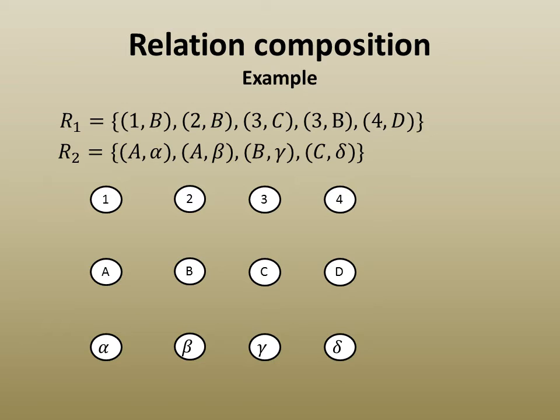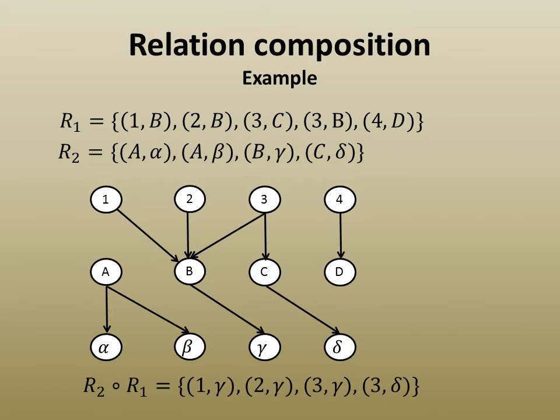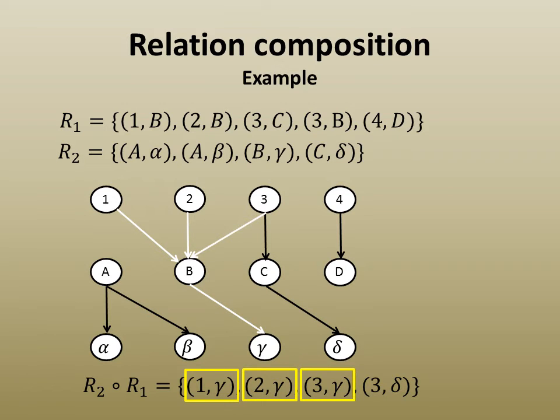Now we go through the elements of each set, making the links as appropriate. We found R1 composed with R2 by looking for all the elements in the domain of R1 that can be linked with elements in the codomain of R2. This gives us 1 gamma, 2 gamma, 3 gamma, and 3 delta.